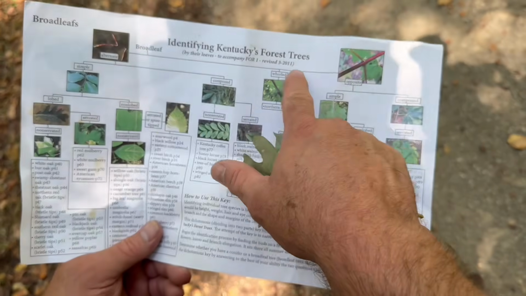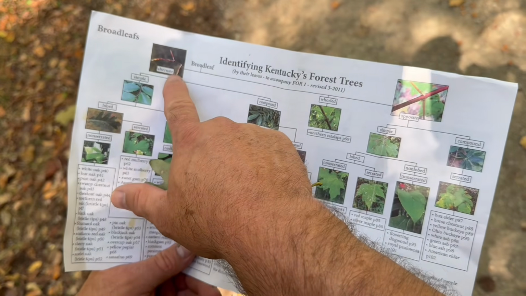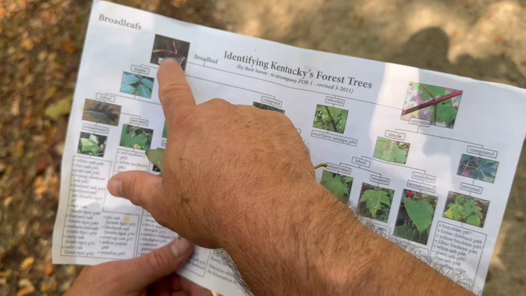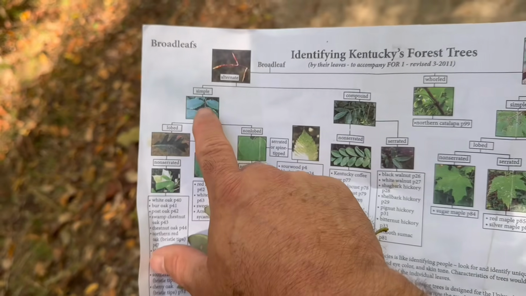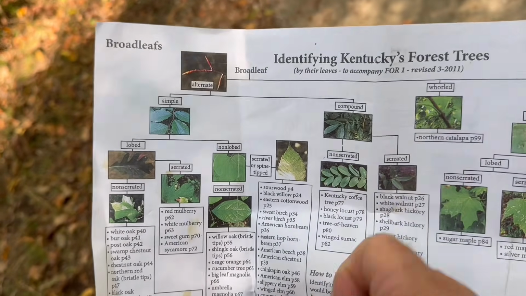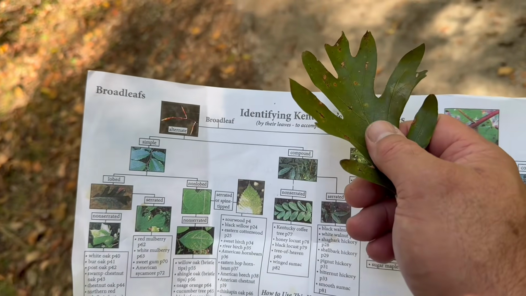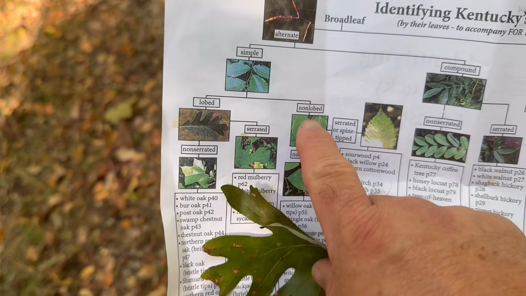So our first thing to look at is, is it opposite branching or is it alternate branching? Now this is where I would use my monocular to look up in the tree. This one is alternate. And then I have the option, is it simple or is it compound? Simple is just one leaf by itself rather than having a bunch of leaflets. So it is simple. And then we're looking at, is it lobed or is it non-lobed?